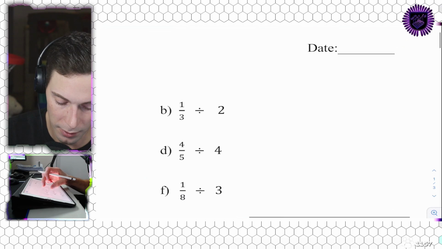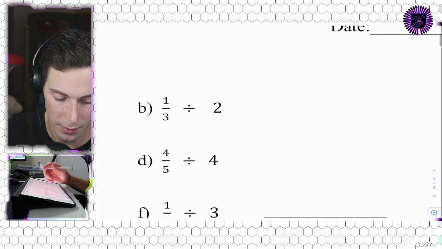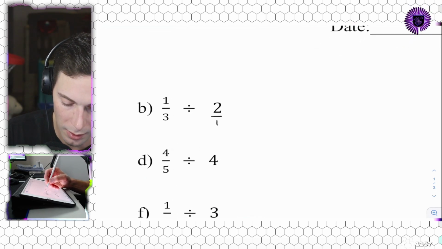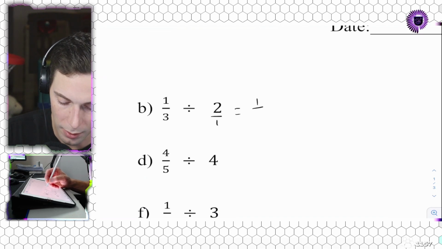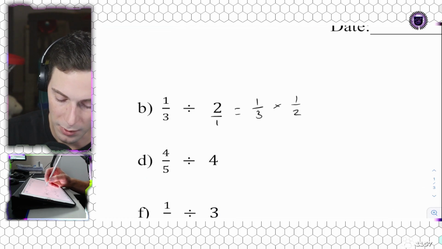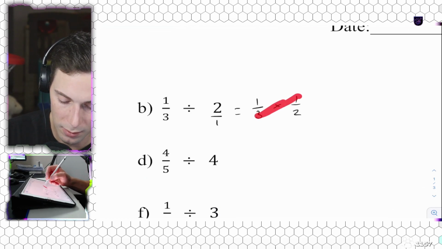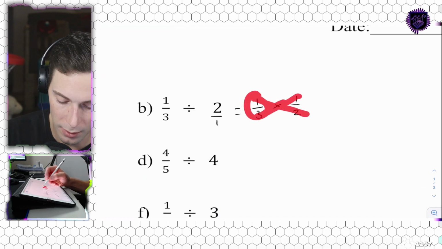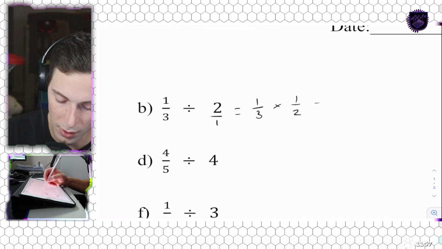Let's do it again. We're going to zoom in a bit more. Right there. We're going to draw it 2/1. We're going to rewrite this as 1/3 multiplied by 1/2. And then can we simplify anywhere? No. So that's going to equal 1/6. 1/6. That's our final answer.